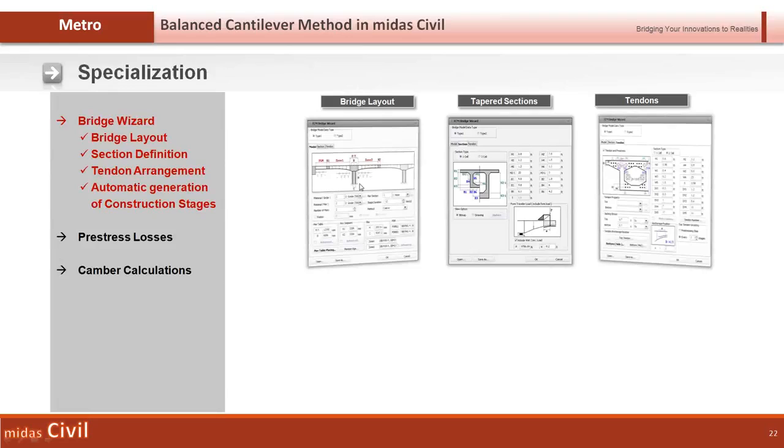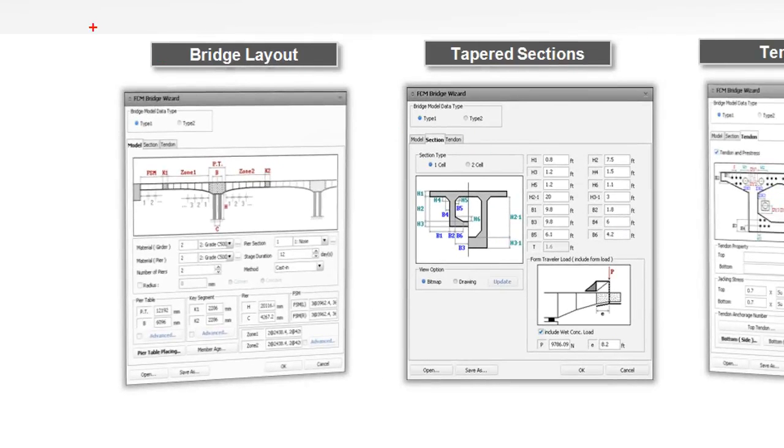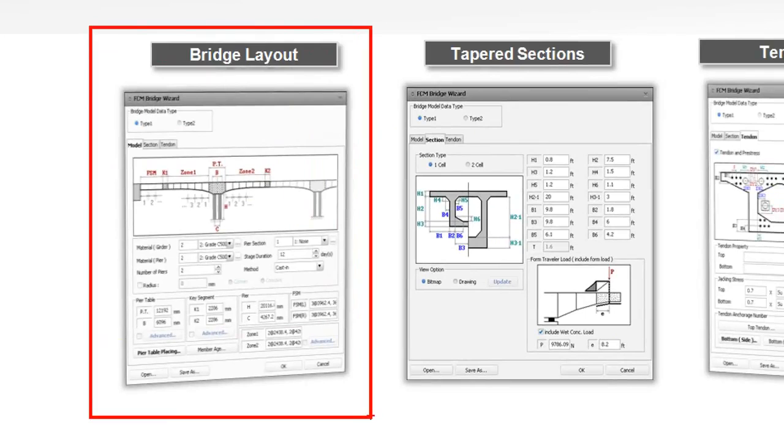So what does Midas Civil specialize in? Of course you can create the bridge from scratch. You can create the nodes first, then the elements in between, and then the segments one by one. But we also have a specialized wizard for balanced cantilever bridge. In the wizard, as you can see here, we have the bridge layout. Okay, in the bridge layout, the layout is already mentioned there.